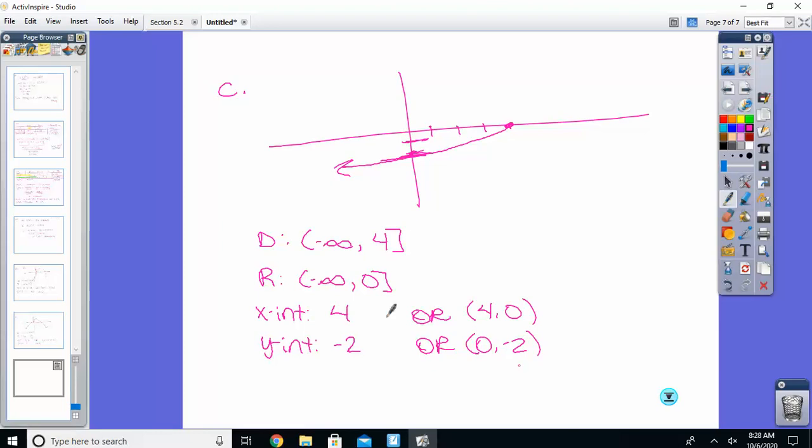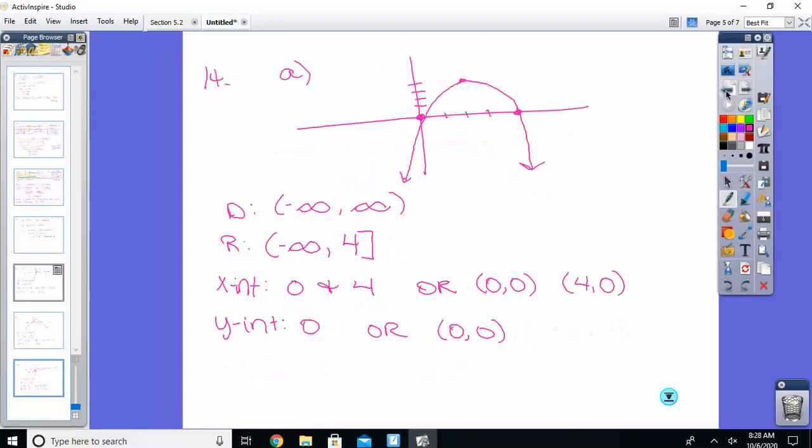Problem 15 asks us to find f of 4 in each of those graphs. So f of 4, what that means is find the y when your x is equal to 4. So if I go to this graph, when my x is 4, that's right here. What is the y value of that? 0. So on 15a, your answer is 0.